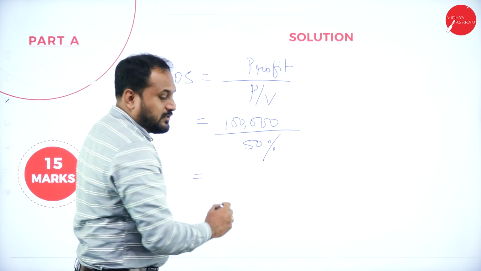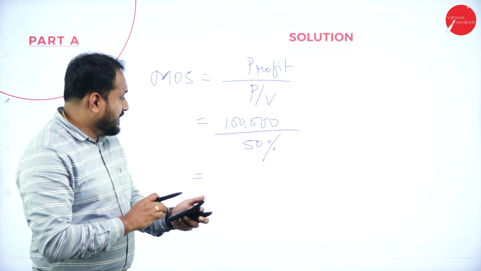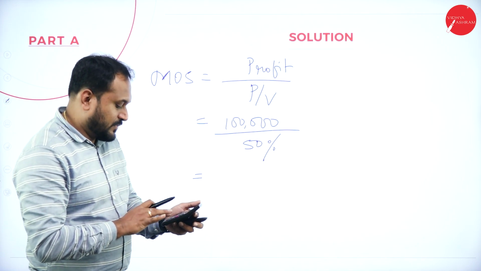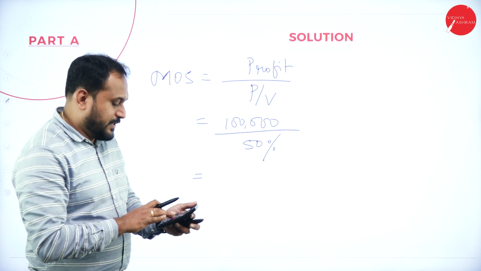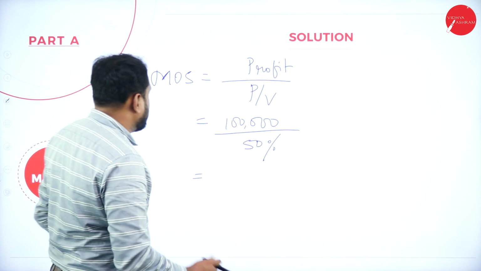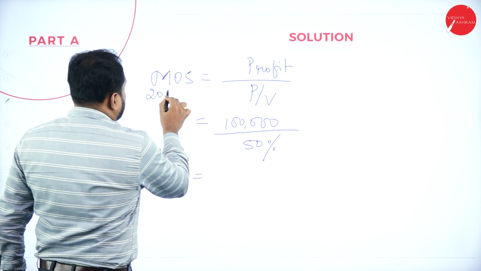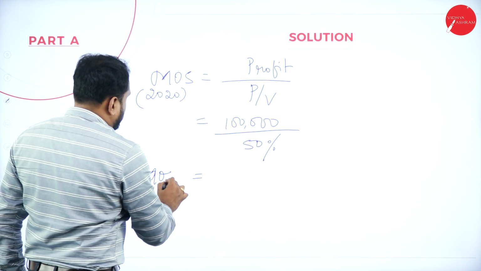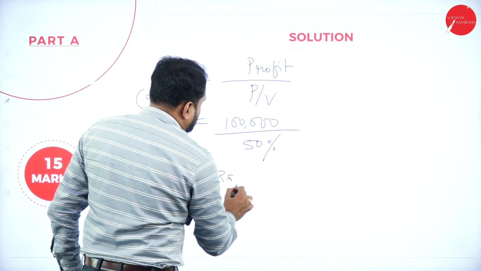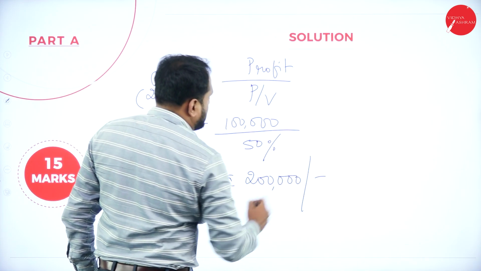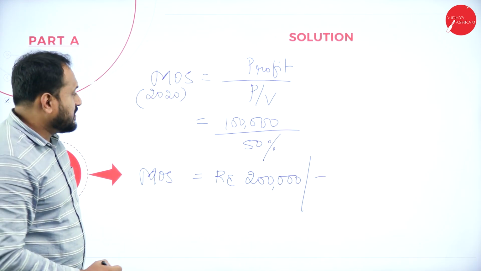Now is equal to, now take your calci. Now you can go with this, that is 1 lakh divided by 50%. So you got how much? 2 lakh rupees. That is your MOS of 2020. MOS is rupees 2 lakh. So this is how you will actually solve the problem.